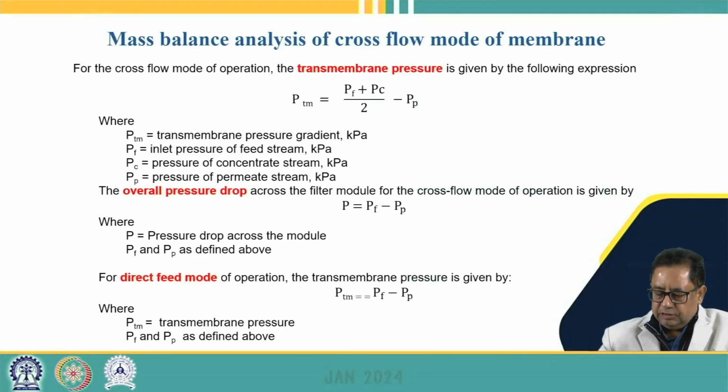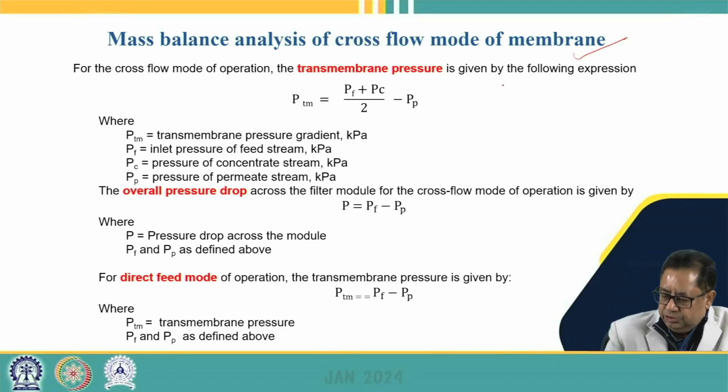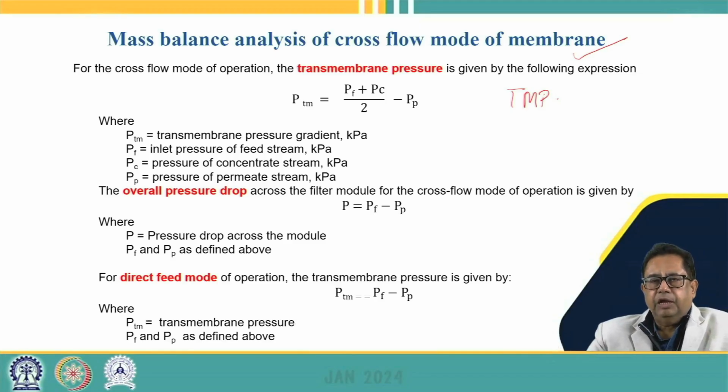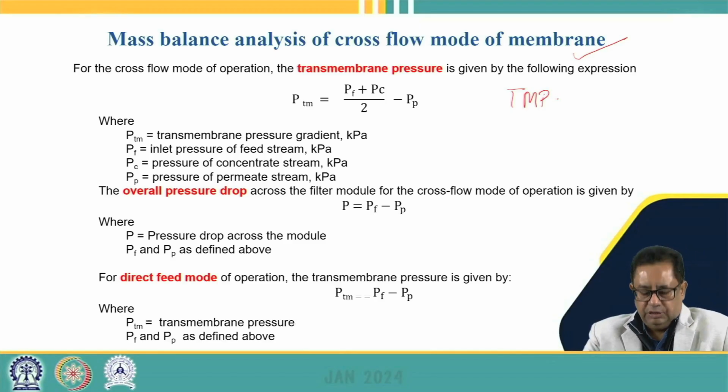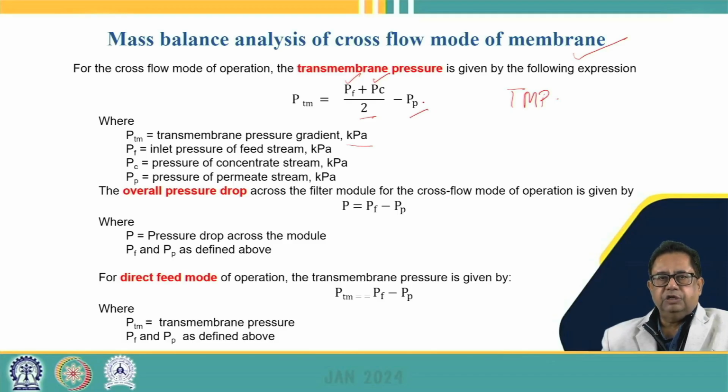When we talk of the mass balance analysis of the cross flow mode of the membrane, we can also coin a term called the transmembrane pressure, also called the TMP. Transmembrane pressure means the pressure at which the feed is being applied to the membrane. This transmembrane pressure gradient may be calculated as the pressure at which the feed is applied plus the pressure at which the concentrate is coming out, divided by two, so the average pressure of the feed and the concentrate, minus the pressure at which the permeate is coming out. This gives us the transmembrane pressure gradient in kilopascals.